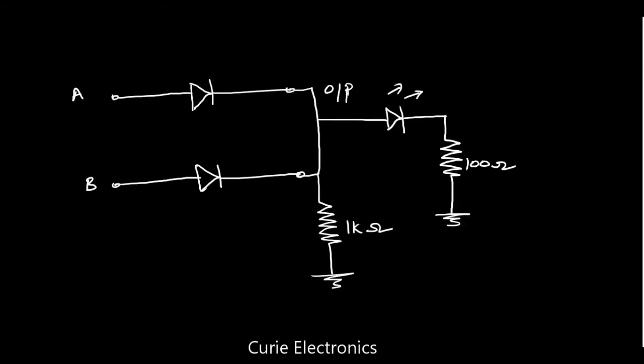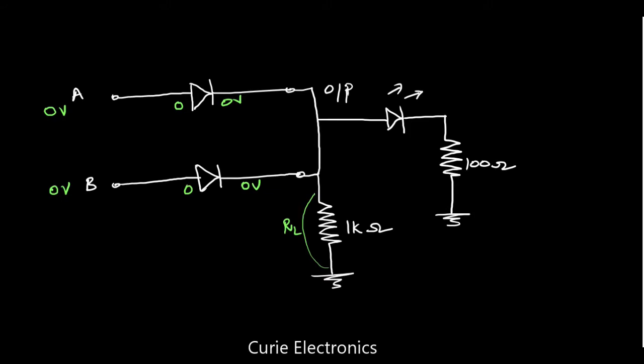Now let us assume that first we are applying 0, 0. Both inputs are at 0 volt. Now what happens? Both anodes are at 0 volt, and the cathode is also connected to ground through a resistor, so it is also at 0 volt. The diodes are not forward biased, so the diodes act as open switches. Now if we measure across the load resistor RL, the 1 kilo ohm resistor, where we get the output, you will get 0 volt, so the LED won't turn on.